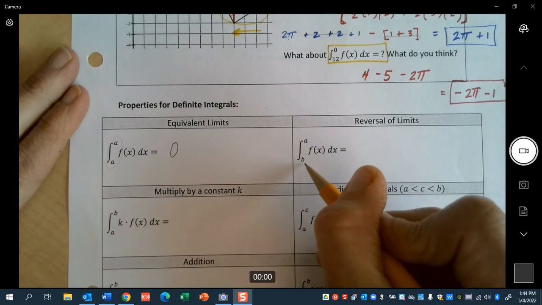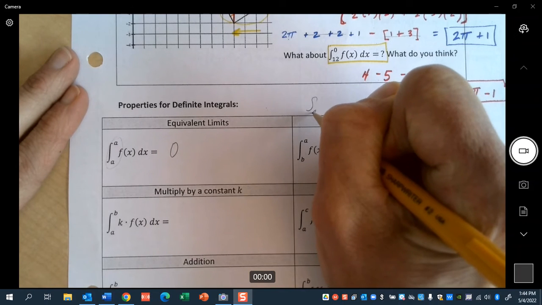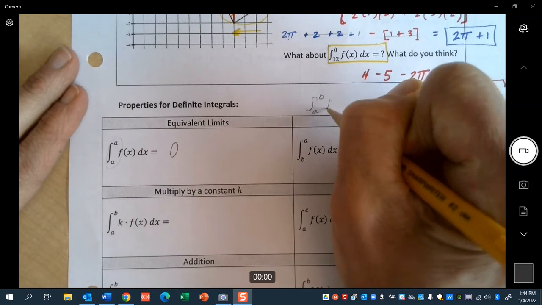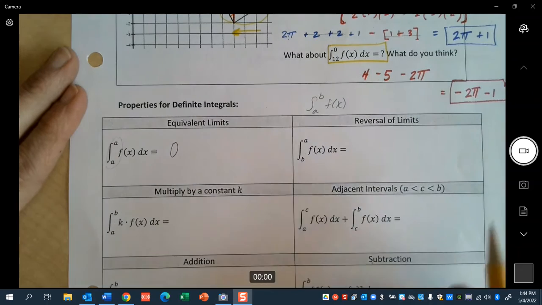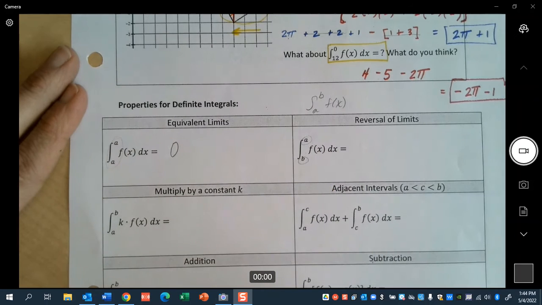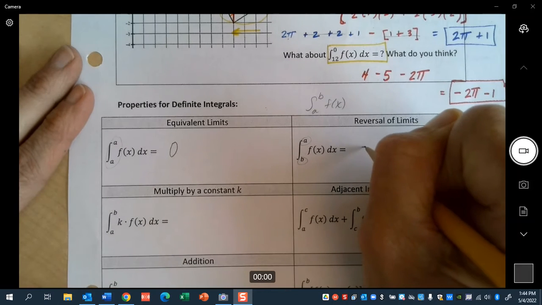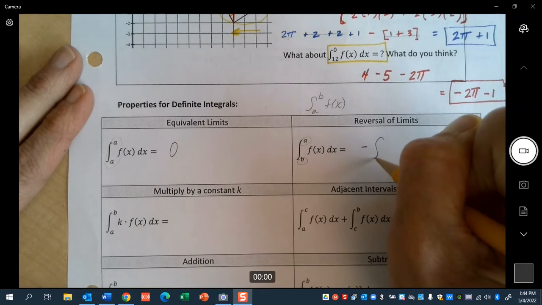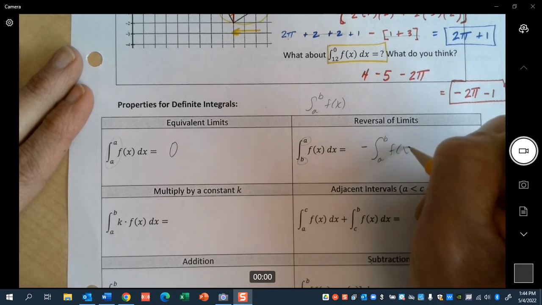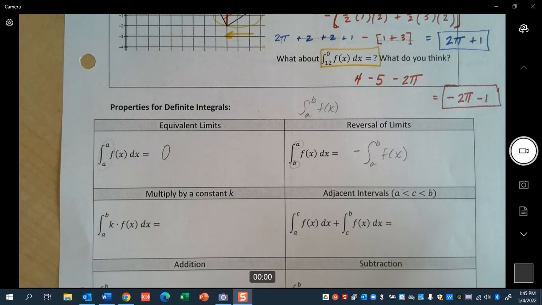Typically, when we find our area, I want you to keep in mind that we're typically talking about from A to B of f of x. When I reverse those and I'm going backwards, what did we find up here was true? It ends up being the opposite of the integral of the first.